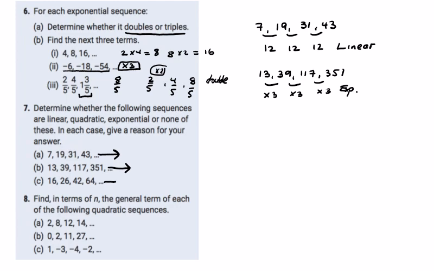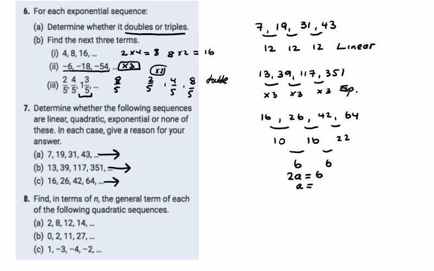And then 1, 6, 16, 26. This one must be quadratic if the other ones aren't. Let's just double check. We have a difference of 10 for the first one. Then we have a difference of 16 and then 22. Second difference is 6. So this would be 2a equals 6. We may as well find the nth term, even though we're not asked. A is equal to 3.